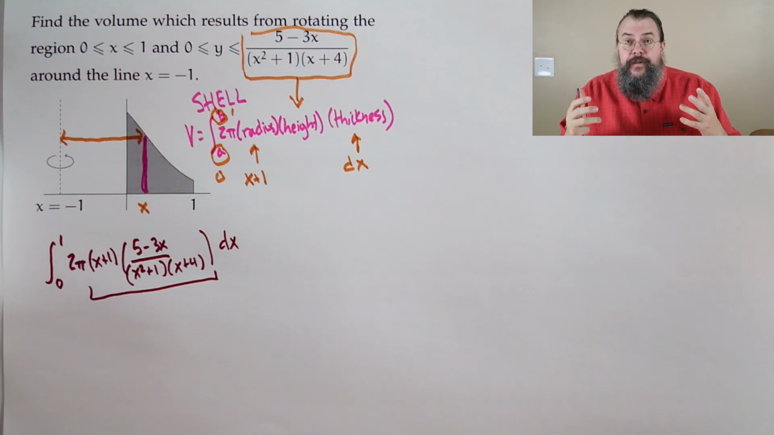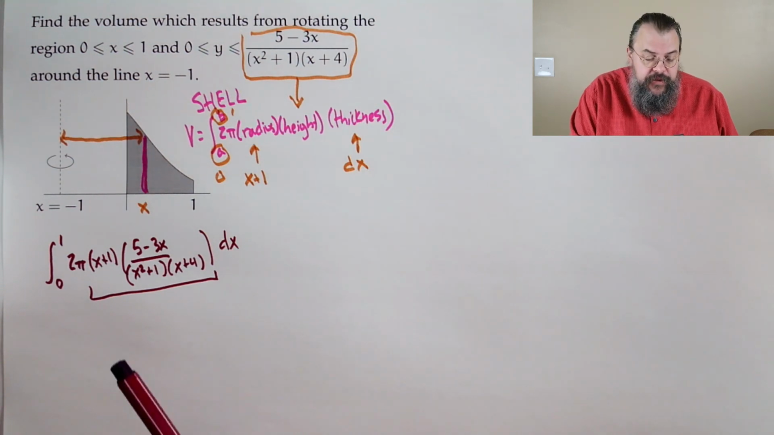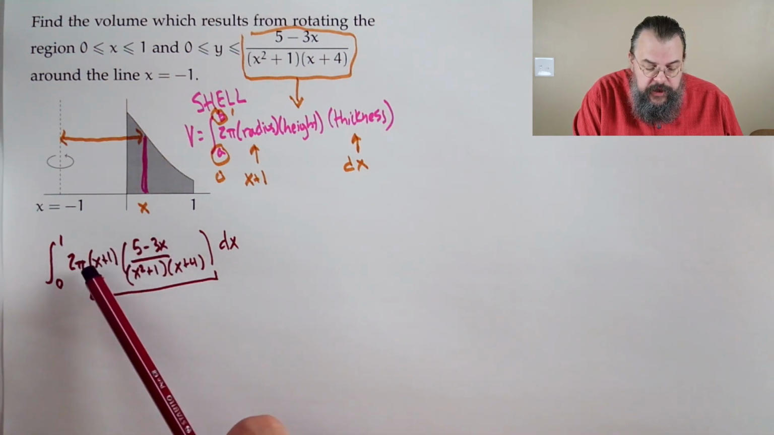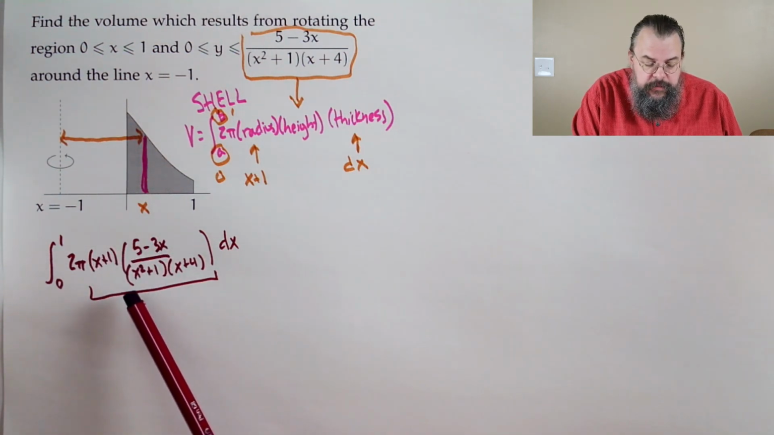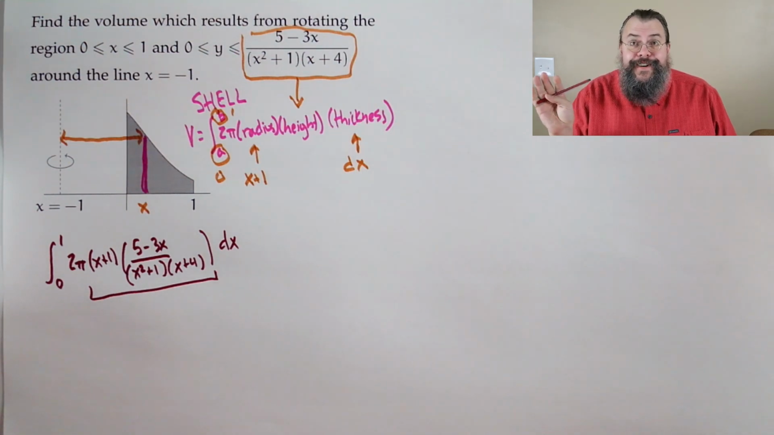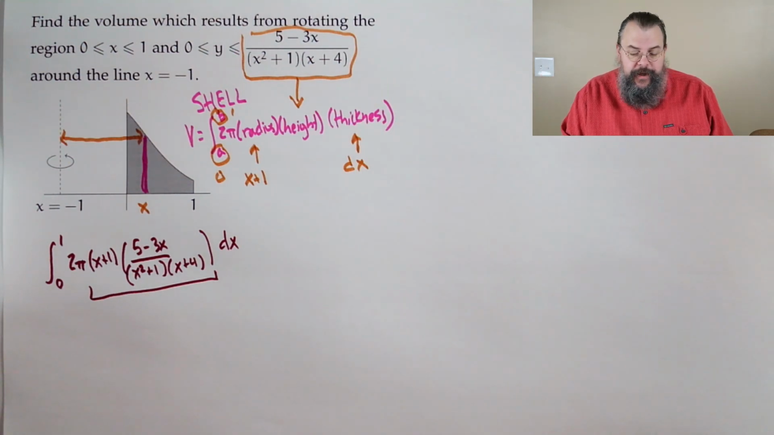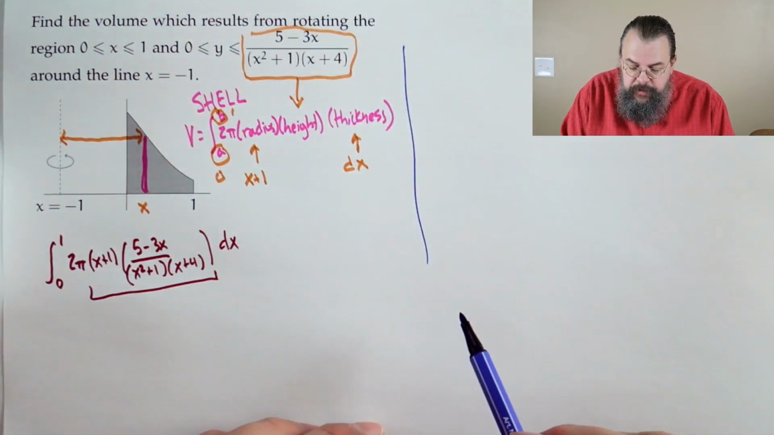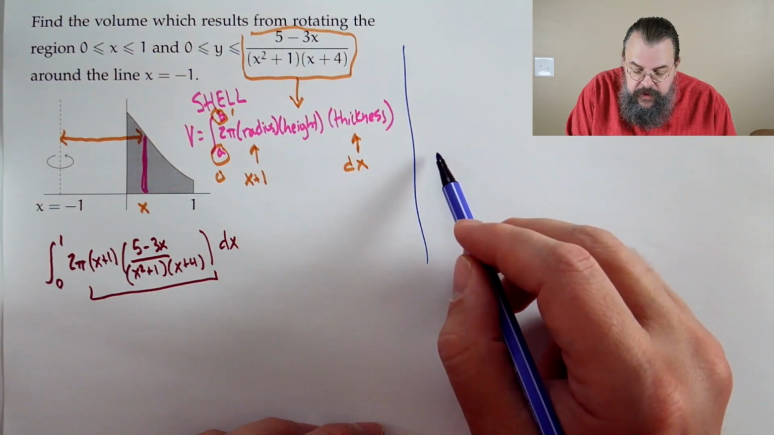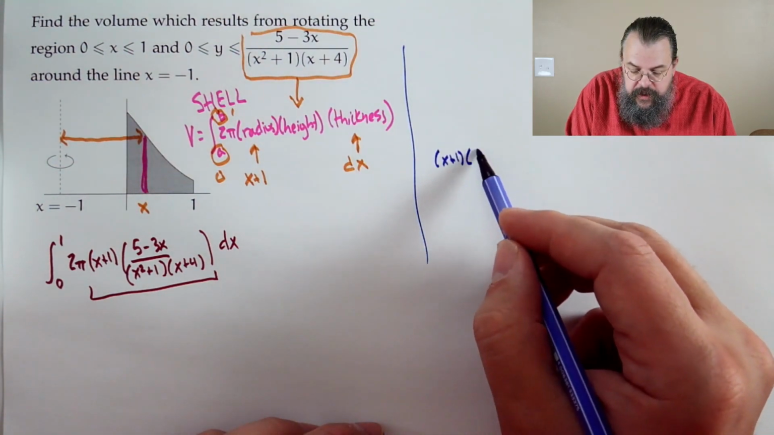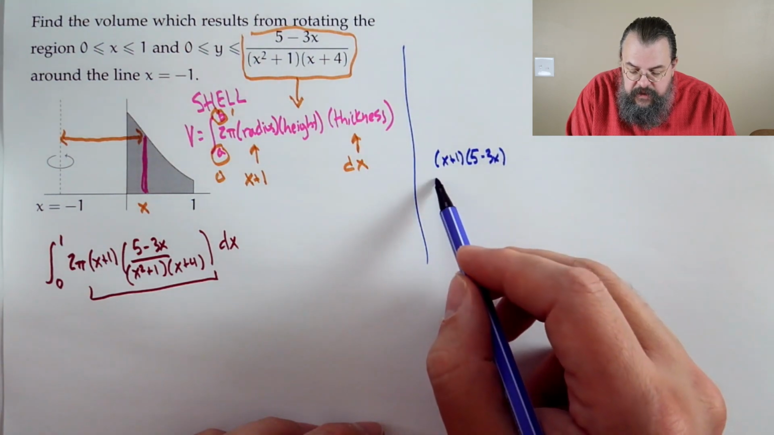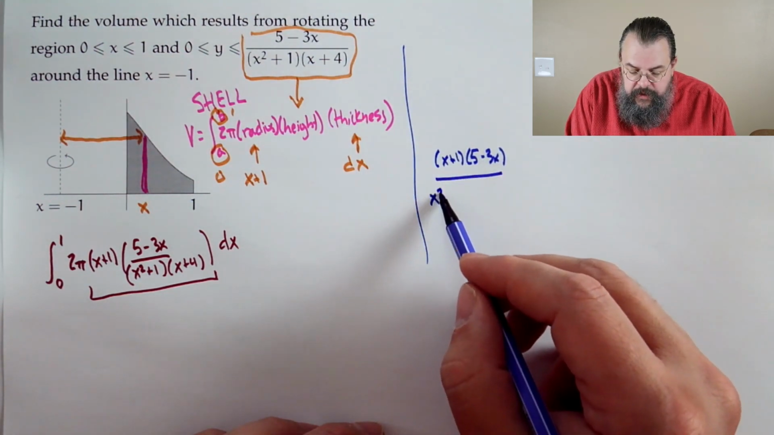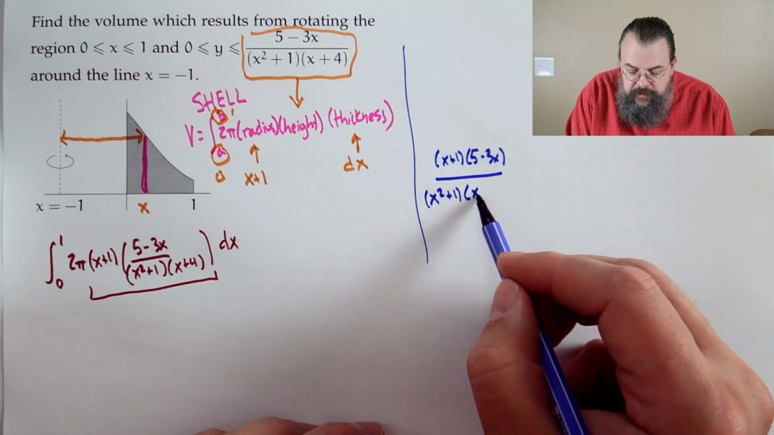Let's check our degrees. Do we need to worry about long division? Upstairs, it's going to be a squared term because there's an x and an x. Downstairs, it'll be a cube. So we're good to go as far as long division. No need for long division here. All right, well, let's do some work. Okay, so put some space here. What do we have? We have x plus 1 times 5 minus 3x, and divide that by x squared plus 1 times x plus 4.